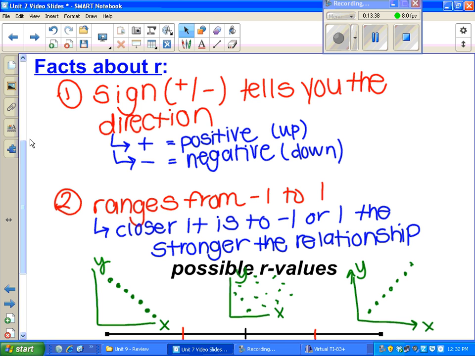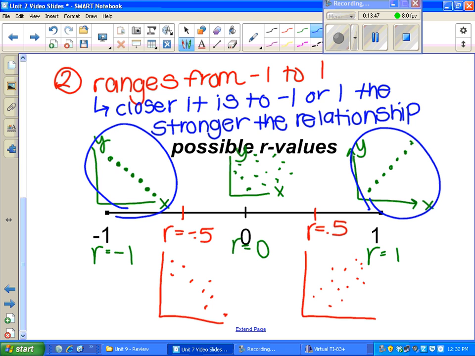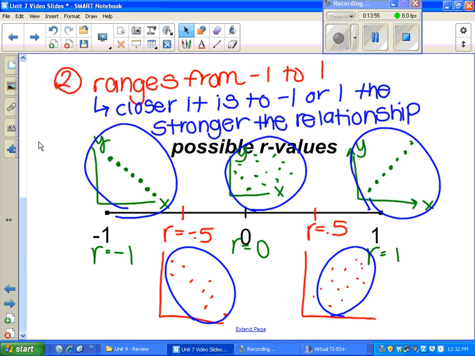Remember, the closer it is to 1 or -1, the stronger the correlation. You can see that here. Really strong positive, really strong negative. If it's at 0, it's completely unrelated. And then somewhere in between, it's like moderately related and positive, moderately related and negative. So your R value tells you a lot of information.